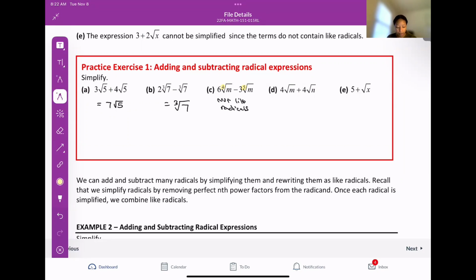Same for part D. In part D, we have 4 square root of m plus 4 square root of n. This time, the radicands are different. One has an m, one has an n. Not like radicals, we can't do anything. And same thing for part E. 5 plus the square root of x, those are not like terms even. So we cannot combine them at all. It's as simplified as possible.